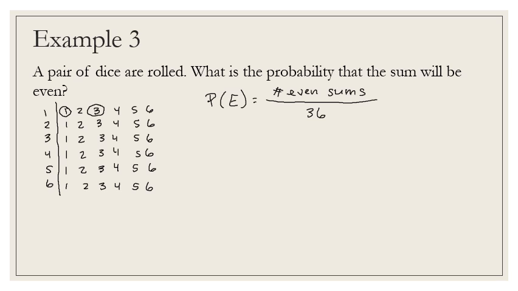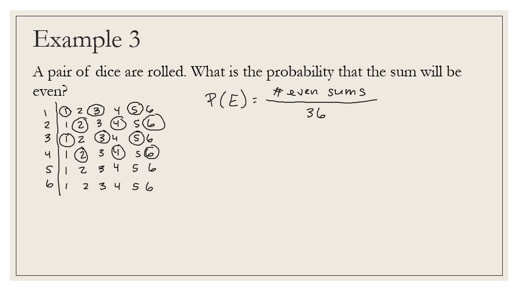So it happens that anytime you do an odd number plus an odd number, you get an even number. Okay? And if you do an even number plus an even number, you also get an even number. Even plus odd is when you get odd. So we'll do all of the odd rolls and all of the even rolls. Okay?